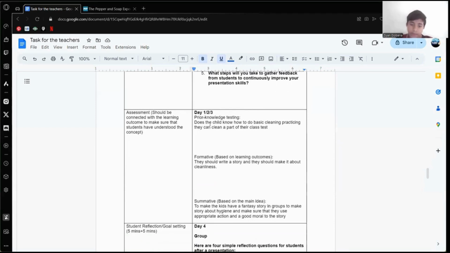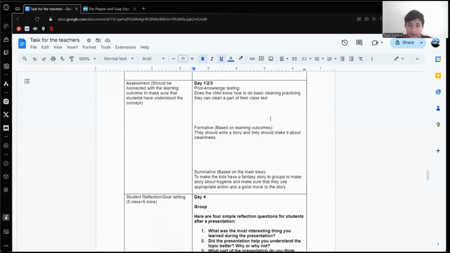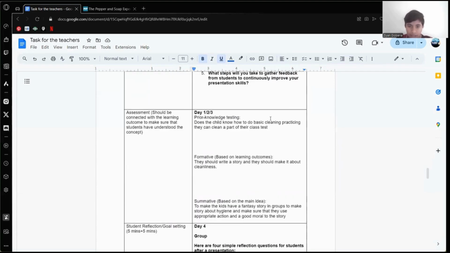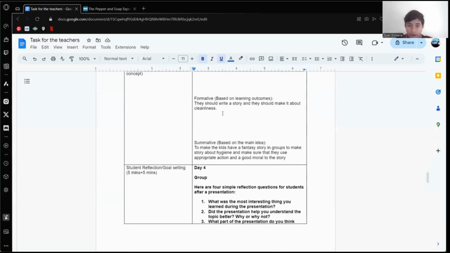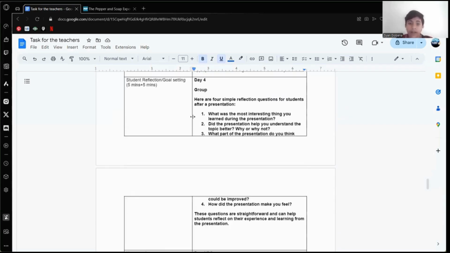For days 1, 2, and 3, the prior knowledge testing can be used before the unit or when the unit starts. Does the child know how to do basic cleaning practices, and can they clean a part of the class? Formative: they should write a story about cleanliness. And then the summative: they should make a fantasy story about hygiene, use appropriate actions, and have a good moral to the story.